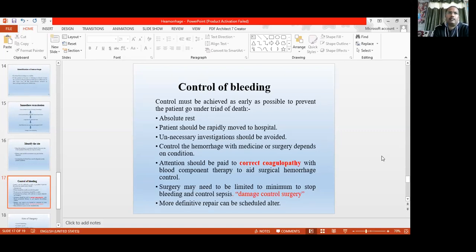Then the next step: when you know the site, you have to stop that bleeding. According to the amount of blood loss, the condition of the patient and the availability of facilities, you should choose the method to stop the bleeding. If there is a small amount of bleeding oozing somewhere, then you can go with medication. Suppose the patient has hemorrhoids with bleeding.